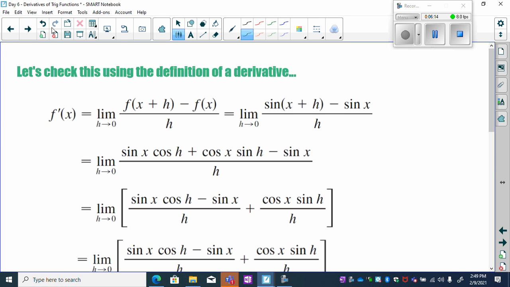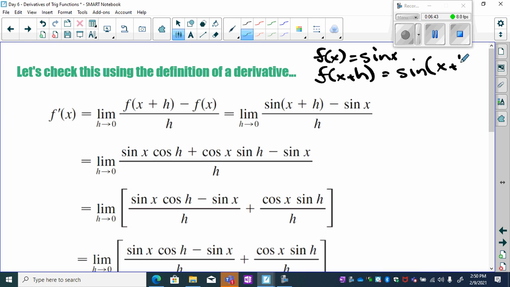You can also check this through the definition of a derivative. Let f prime of x equal the limit as h approaches 0 of f of x plus h minus f of x, all over h. So we write sine of x plus h minus sine x, over h. Remember, if f of x equals sine x, then f of x plus h is going to equal sine of x plus h. And this is really just a sum identity that we learned in Pre-Cal 12a as well.